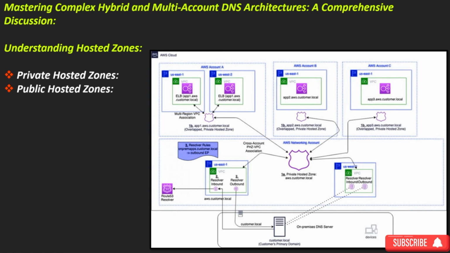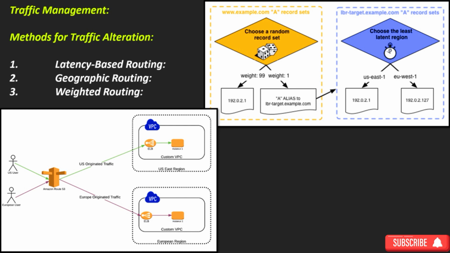So what about traffic management? Starting with the methods for traffic alteration, latency-based routing we have to focus on. That is the first step. Route traffic based on the lowest latency to enhance performance, and according to geographical routing, direct users to the nearest endpoint based on their geographical location. That optimizes latency and the user experience too. Third, we have weighted routing, so distribute traffic based on predefined weights. It allows for a controlled load balancing process.